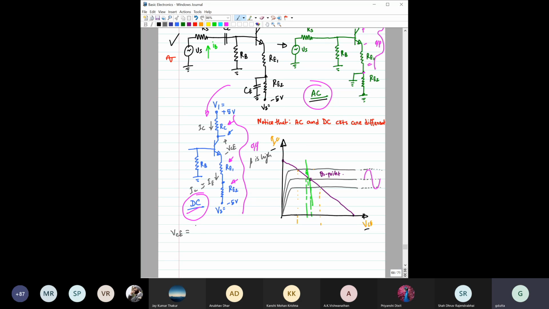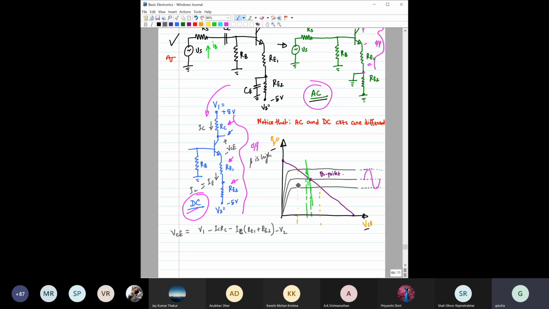So we will take it like V1, will not write 5. So it is V1, and here it is V2. So it will be how much? V1 minus ICRC. Okay, you want to write it that way. V1 minus ICRC minus (RE1 plus RE2), minus IE into (RE1 plus RE2), minus V2. Okay, so here IC equal to IE that we have considered. So I am now changing it to IC, right?